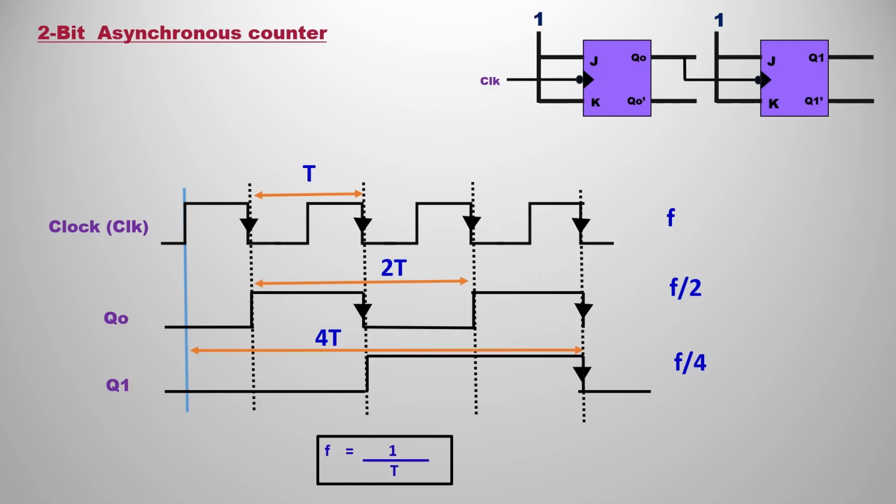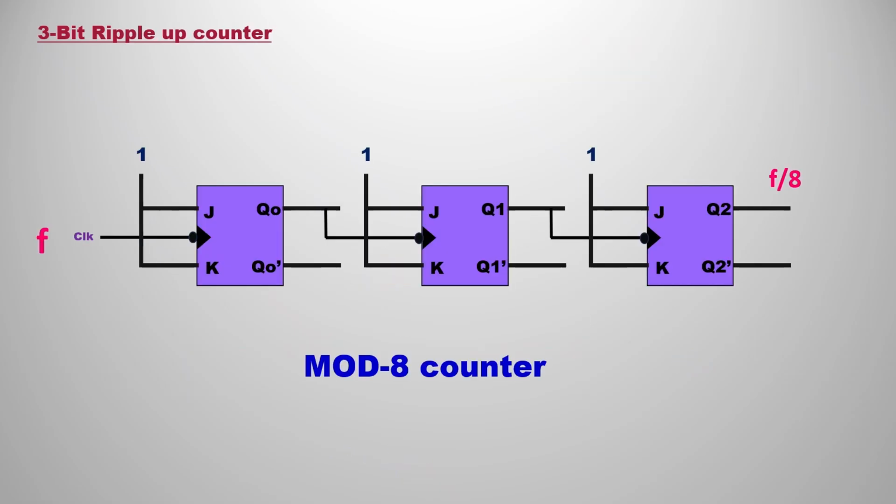What is meant by that? The frequency is divided by 2. Then the output of Q1, 1 by 4t, means the frequency is divided by 4. So you can see the frequency gradually decreasing at the last output of the last flip-flop. Likewise, the frequency will be divided.